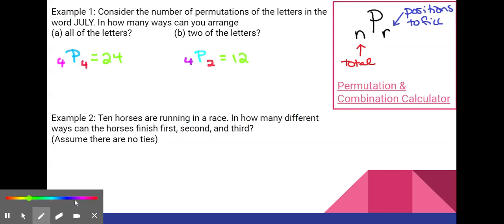Okay, so let's take a look at number 2. Number 2, 10 horses are in a race. So that's my total. I'm looking at 10 horses. All right.